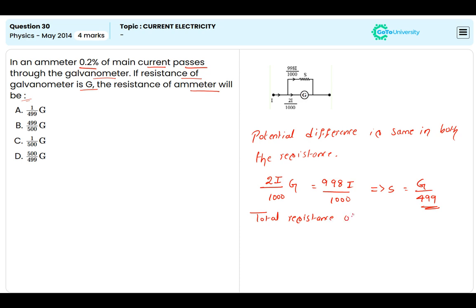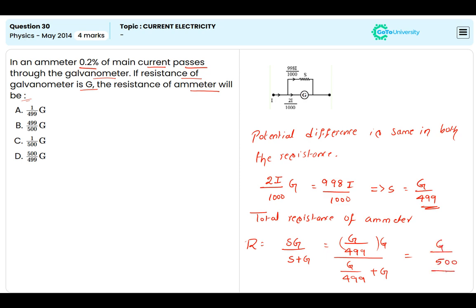R equal to SG divided by S plus G, which gives the value G divided by 499 times G, whole divided by G divided by 499 plus G. Then we get the answer G divided by 500. So option G divided by 500, option C, is the right answer.